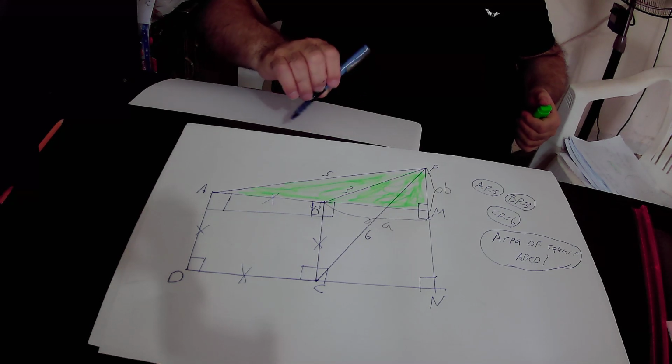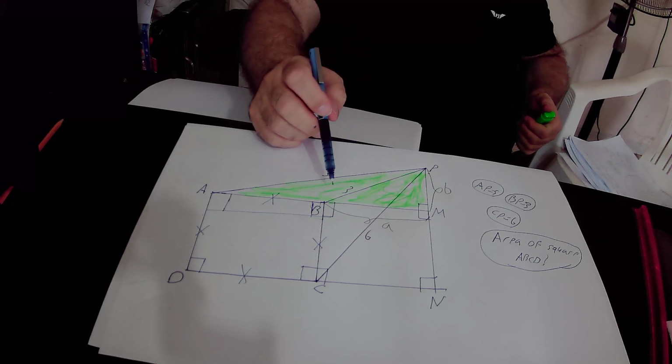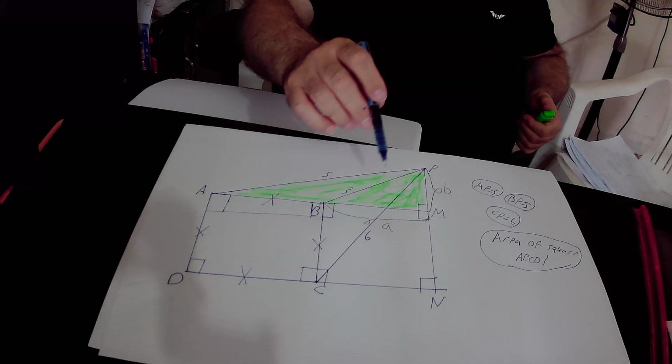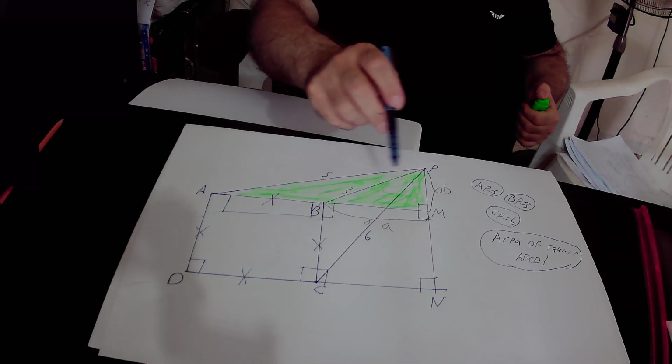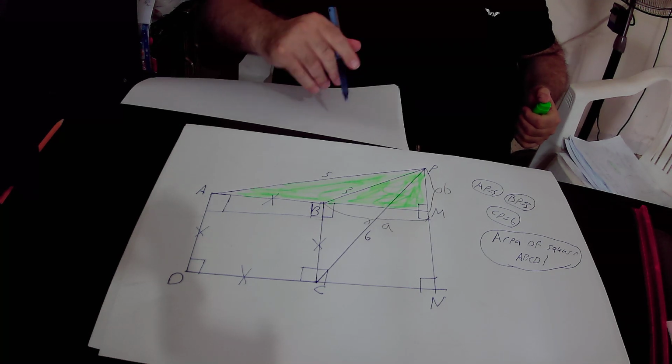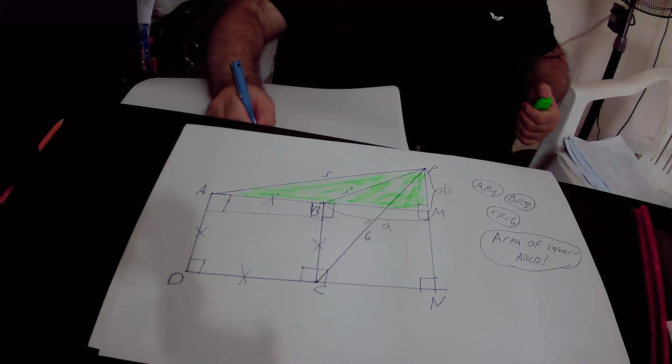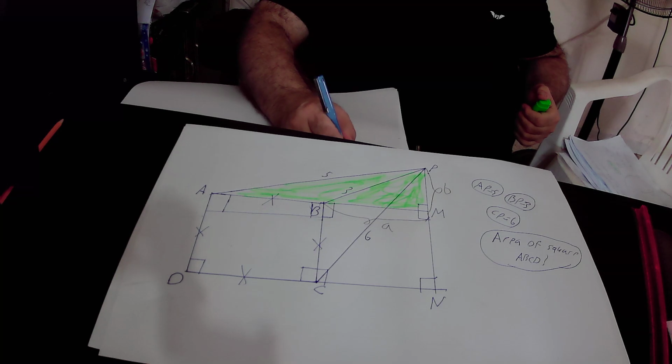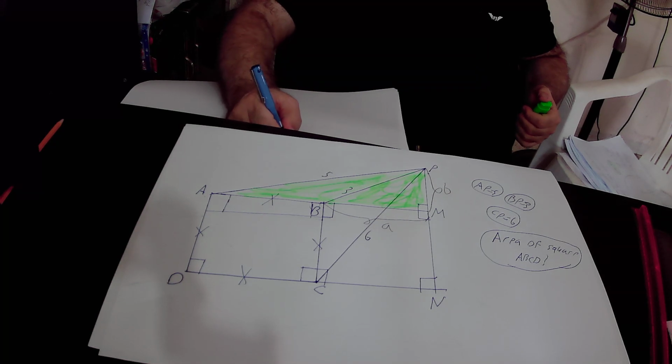We've already found out that inside quadrilateral BMCN we have 4 right angles, therefore quadrilateral BMCN is a rectangle. I write it down. Quadrilateral BMCN is a rectangle because it has 4 right angles.